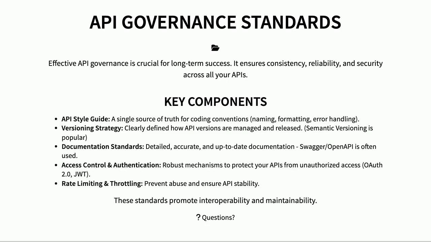Okay, let's talk about API governance. Think of it as the rulebook for your API. It's super important because it makes sure all your APIs work together smoothly and securely. We need things like an API style guide, essentially a shared coding standard to keep everything uniform. Then there's versioning, how we manage changes to our API so they don't break existing integrations. Detailed documentation is key. Something like Swagger or OpenAPI helps with that. And of course, strong access control and rate limiting are vital for protecting your API and preventing abuse. Do you have any questions about this?